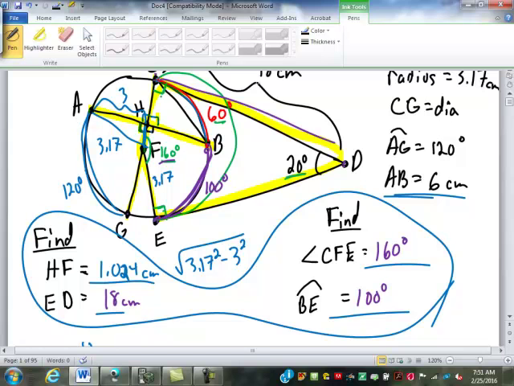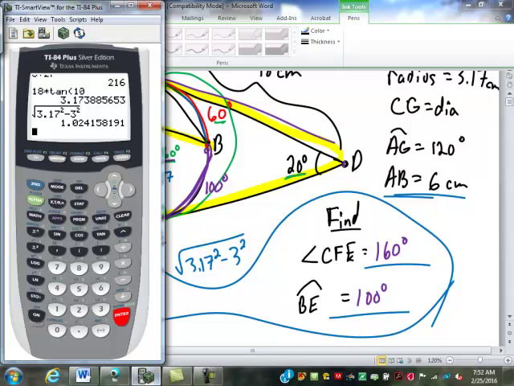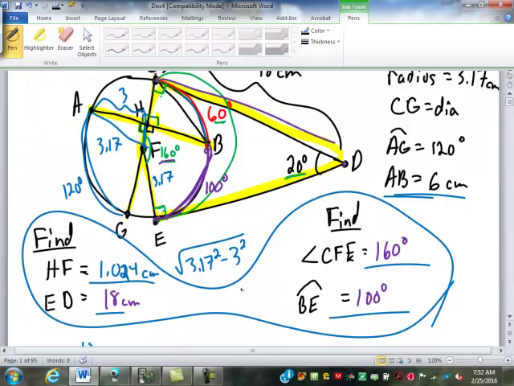I got 1.0489. I'm wrong, I don't know. You might have, no, because this number, 3.17, is actually rounded off. If you use 3.17, that's what you've got to come up with, is 1.024. Any questions on those?